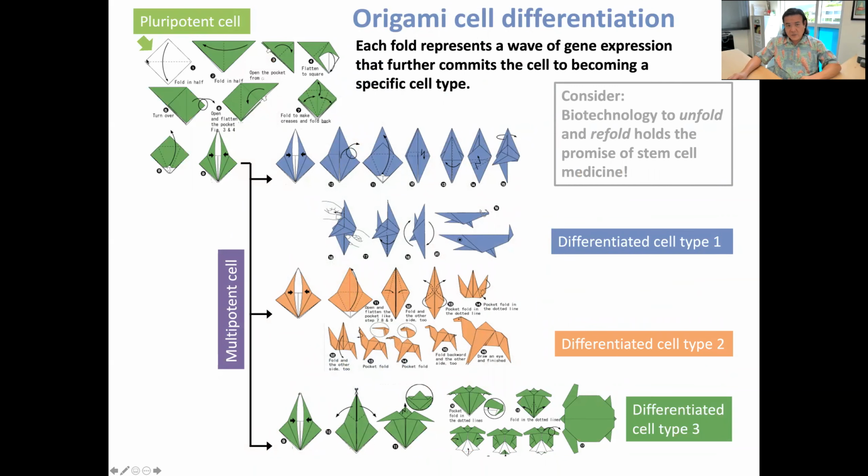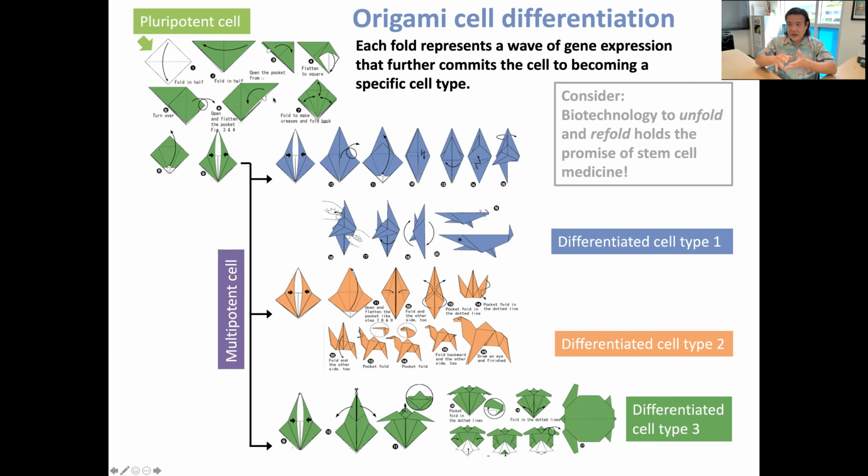Remember, at the moment of conception, the pluripotent or totipotent stem cell is like this blank square of origami paper, right? No decisions have been made yet. This piece of paper can literally become any origami animal, right? Just like that fertilized human egg is going to become any type of human cell that makes up the body.